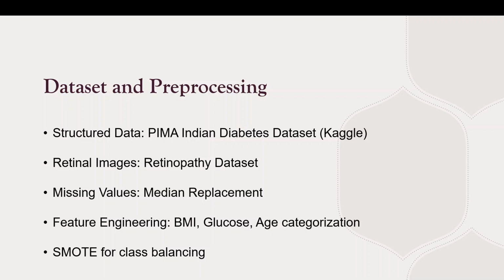So, for diabetes prediction, I used the PIMA Indian diabetes dataset from Kaggle, which is a widely used benchmark for health based machine learning. For retinopathy detection, I used a retinal image dataset categorized by disease severity. Data processing included replacing missing or unrealistic values, such as glucose values equal to zero or any other outliers, with median values, and categorizing BMI, age, and glucose levels into clinically meaningful ranges. SMOTE was applied to handle class imbalances, ensuring that the models could generalize better across minority risk categories.